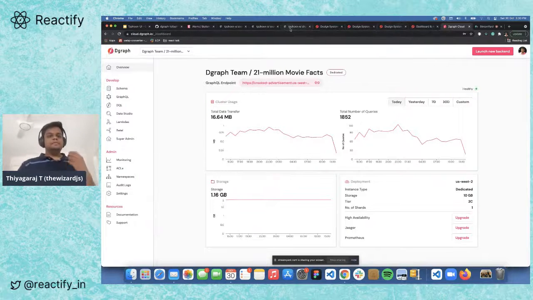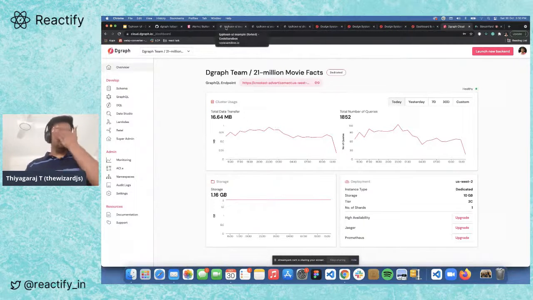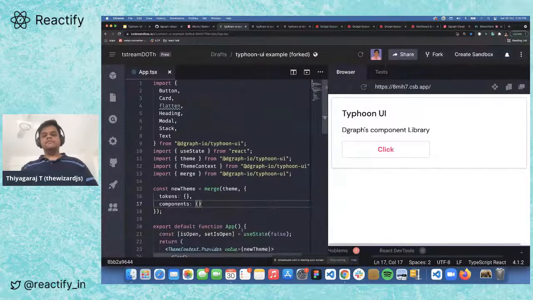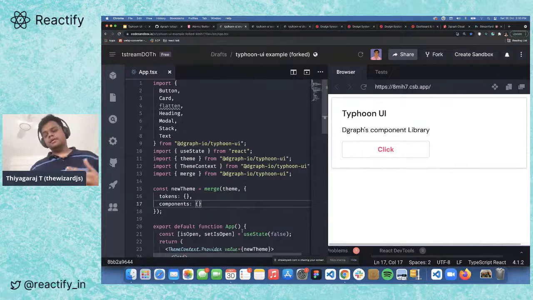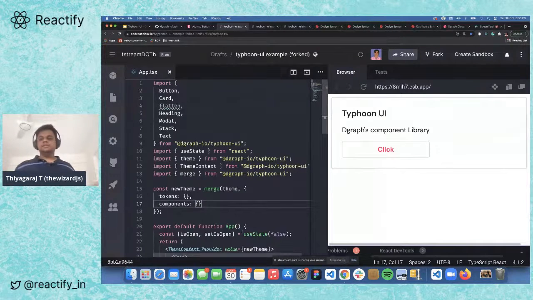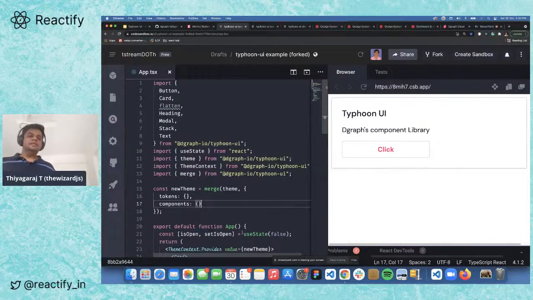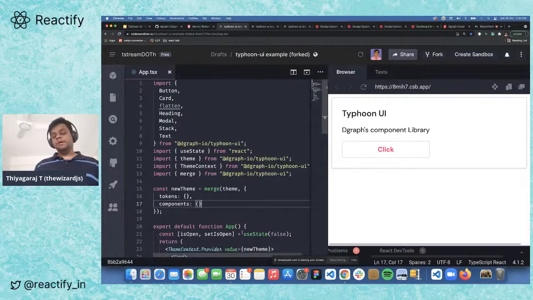So typhoon-ui is open source. It was really built for Dgraph, but you can always go ahead and look at it for inspiration. I'm not here to say, hey, use this, it's the best component library. No, I'm not going to say that. This was built for Dgraph Cloud, and it works very well for the cloud system.